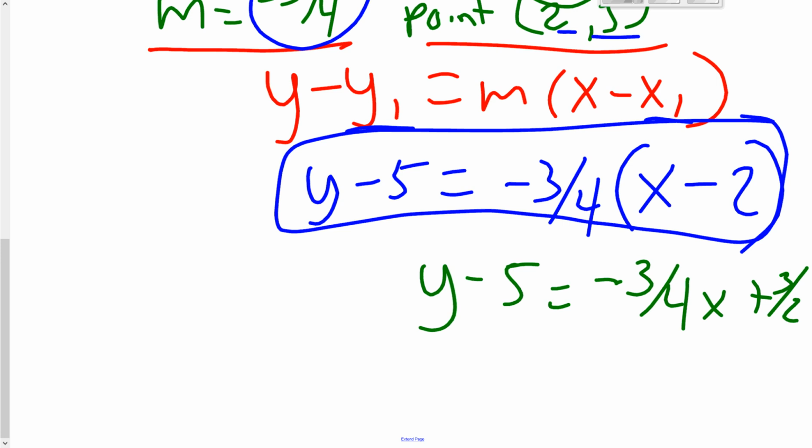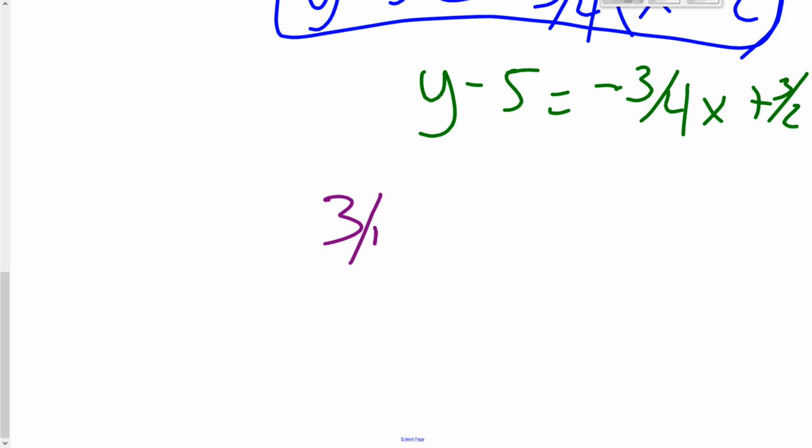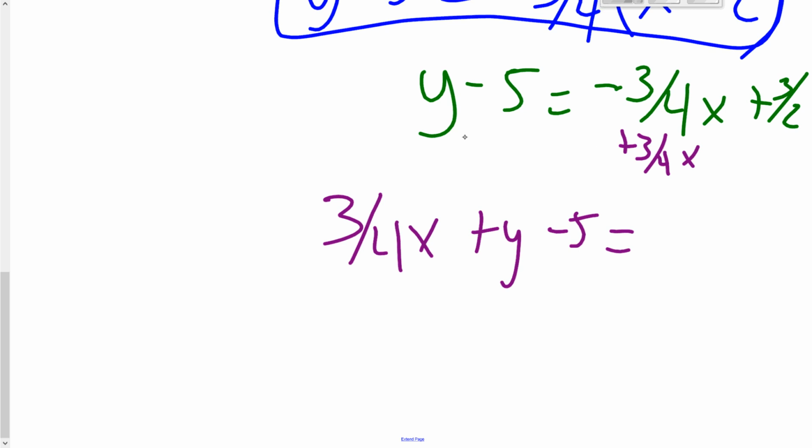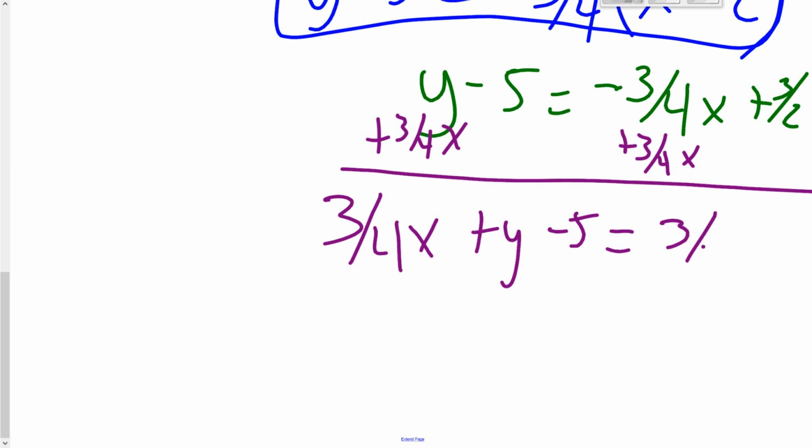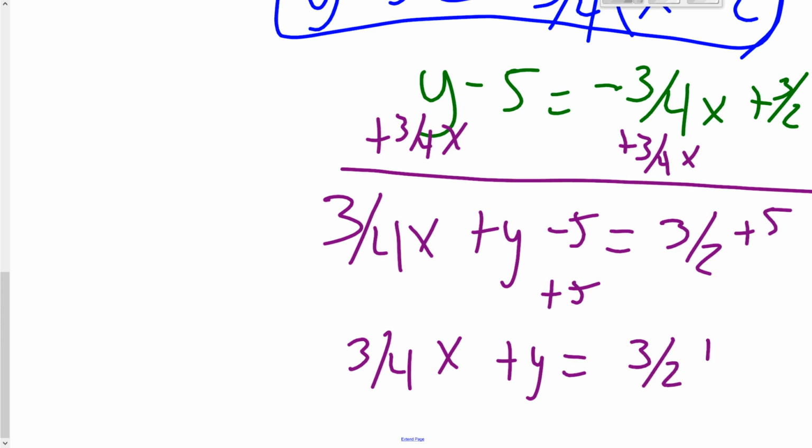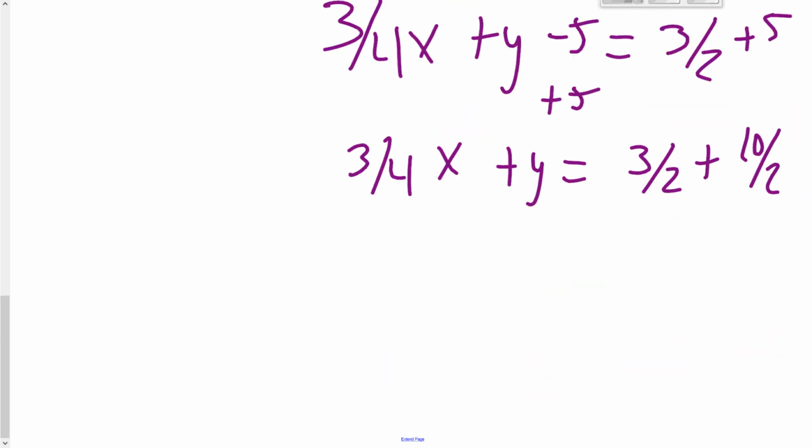Okay, so this one, it's good practice to put it in standard form. So I want to move my x's over. So 3/4 x plus y minus 5 equals 3/2. Okay, add 5, add 5. 5 is the same thing as 10/2, right? So 3/4 x plus y equals 3/2 plus 10/2. Okay, so 3/4 x plus y equals 13/2.